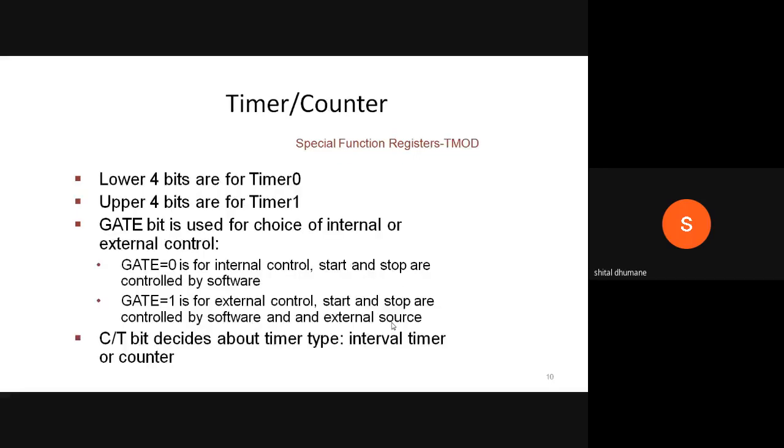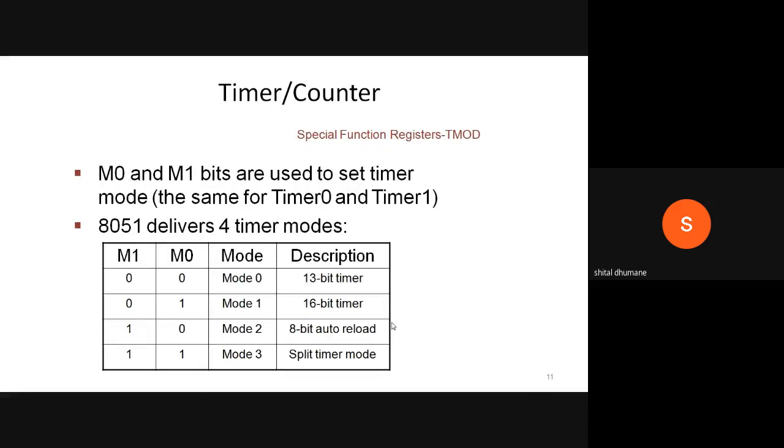First, we'll see M0 and M1. These bits are used to set the timer mode, for timer 0 and timer 1 separately. So there are 4 timer modes. When both the bits are 0, 0, your mode is mode 0. What do we mean by mode 0? It is a 13-bit timer. We'll see that one by one when we go to the modes of operation of timers. So when both bits M0 and M1 are 0, 0, you have mode 0, and that is the 13-bit timer.